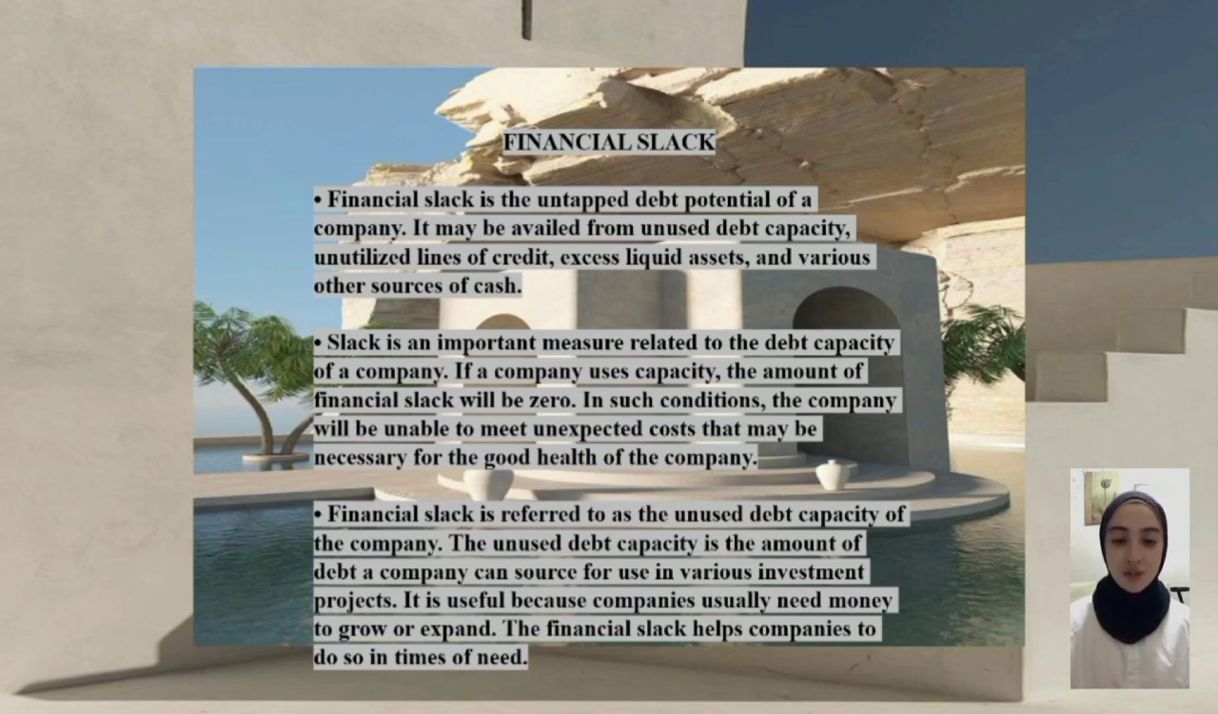Financial slack is referred to as the unused debt capacity of the company. The unused debt capacity is the amount of debt a company can source for use in various investment projects. It is useful because companies usually need money to grow or expand. The financial slack helps companies to do so in times of need.